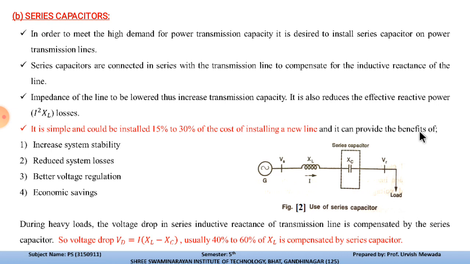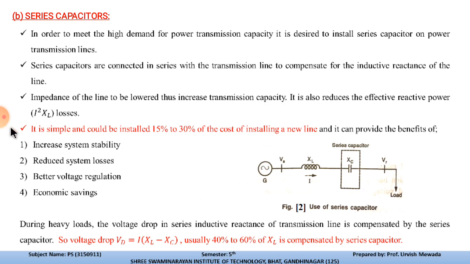Now the second is the series capacitor. These are the utilities that we use to compensate the power, meaning to compensate the reactive power of the transmission line.